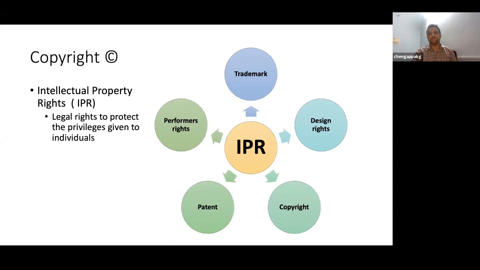Next, coming to a related issue, copyright. Copyright is one of the pillars of the intellectual property rights. Intellectual property rights is the legal right that protects the privilege given to individuals who have created something. They could be owners, authors, dancers, choreographers, anything. So under intellectual property rights, we have trademark, design rights, copyrights, patents, and performer rights. And today we look at copyrights.